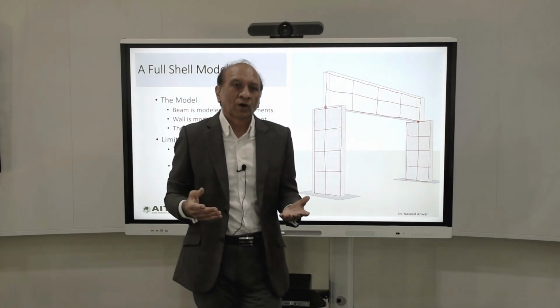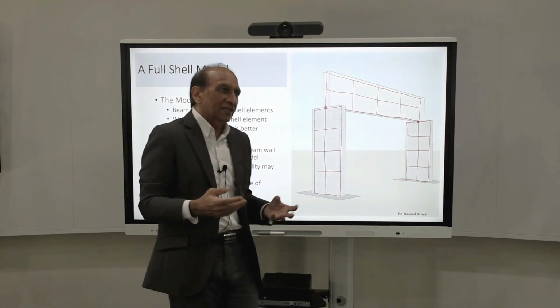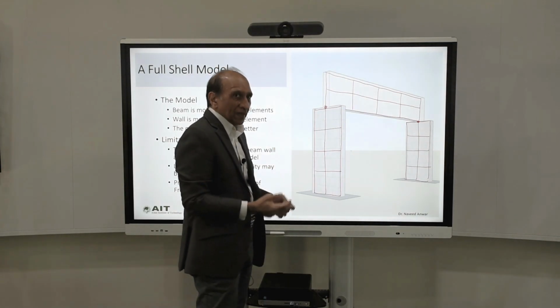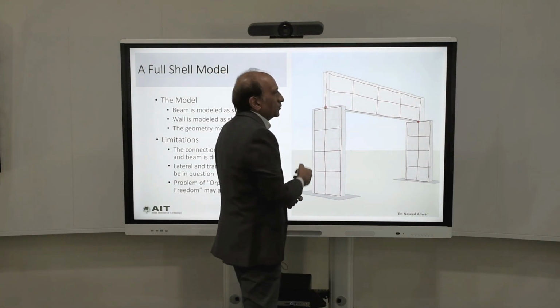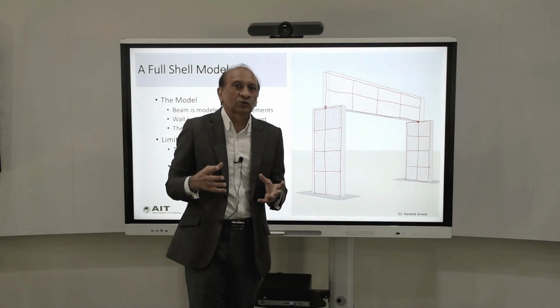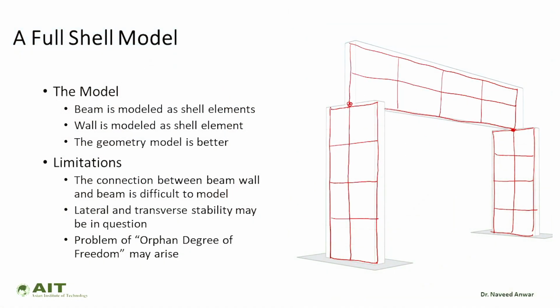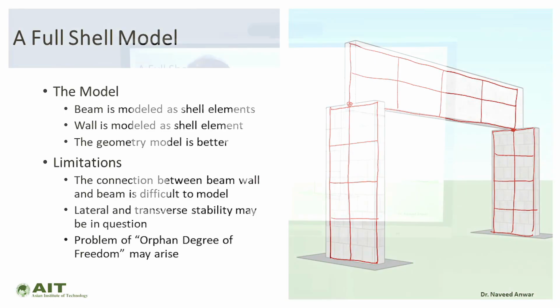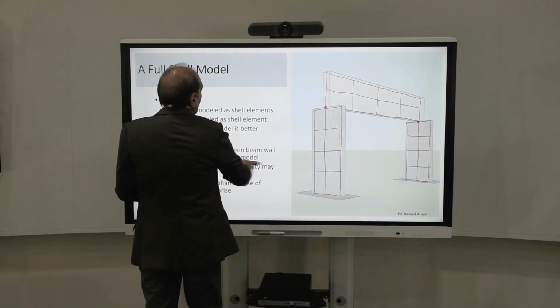We have not solved the problem of the gross cross-section of the materials, and so on. And we haven't solved the problem of the connection between the beam and the wall yet. But geometrically, the model has started to look better, right? And we can have a good physical sense of the structure. Now, let's go to the next step.